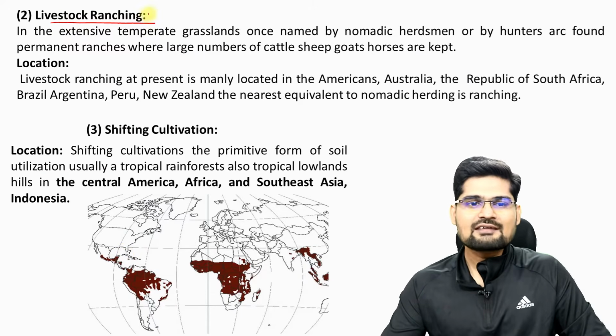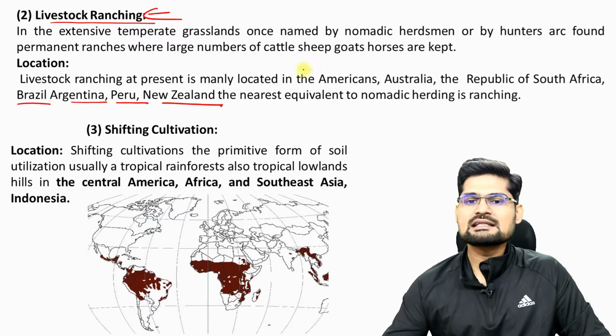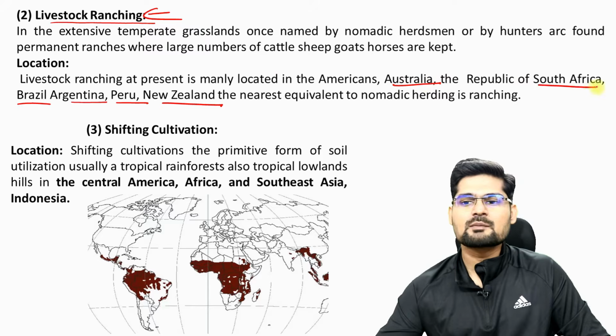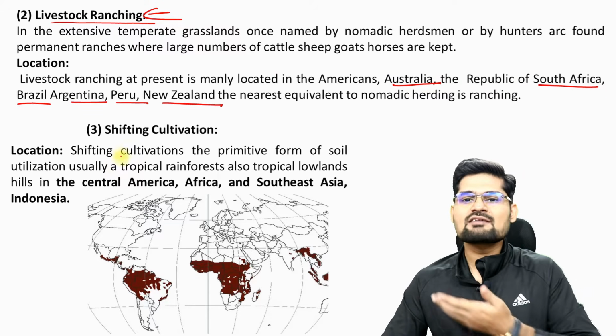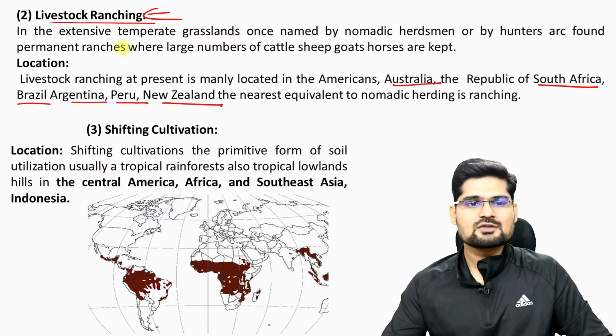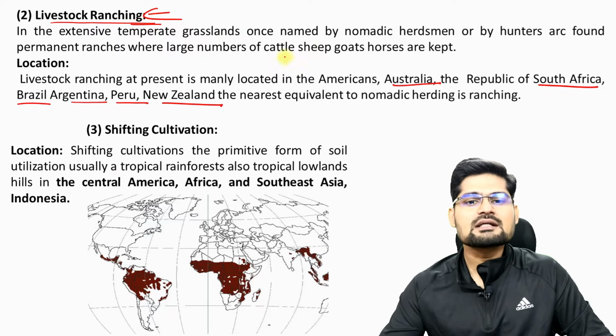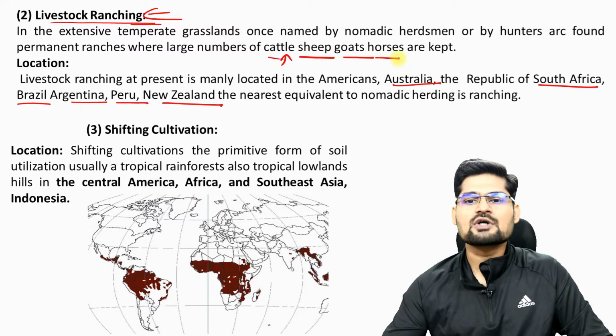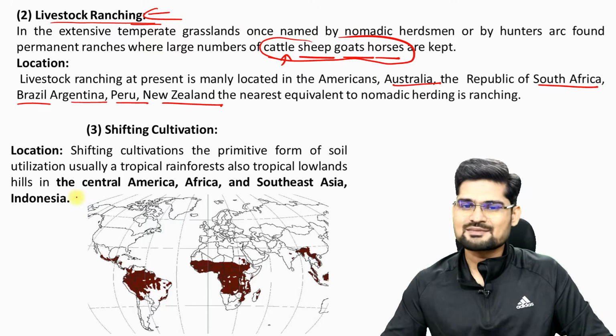Right? Then comes the livestock ranchers, livestock ranching. So where do you find livestock ranching happening? Brazil, Argentina, Peru, New Zealand, these areas, also Australia and Republic of South Africa, these places have large lands for basically the grazing purposes. So livestock ranching is majorly done with cattle, sheep, goats, horses. These are the things where it is important.